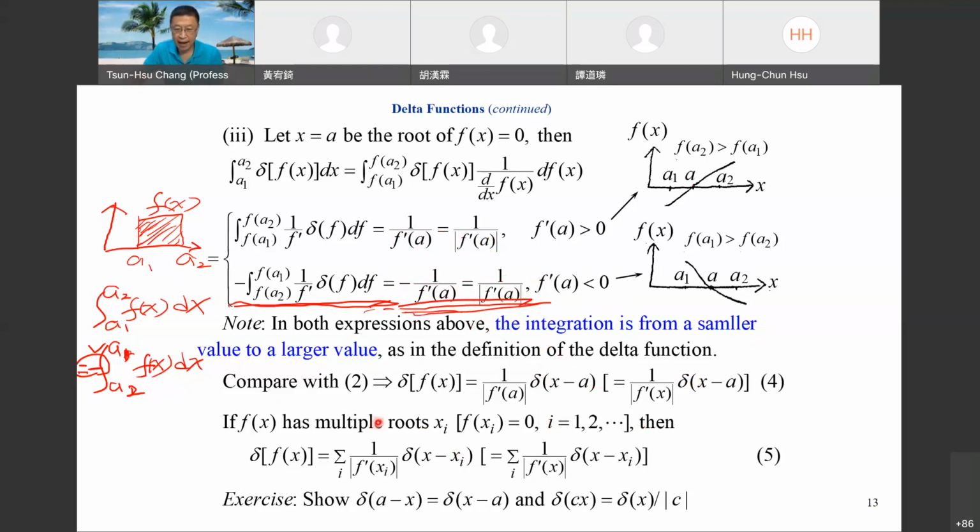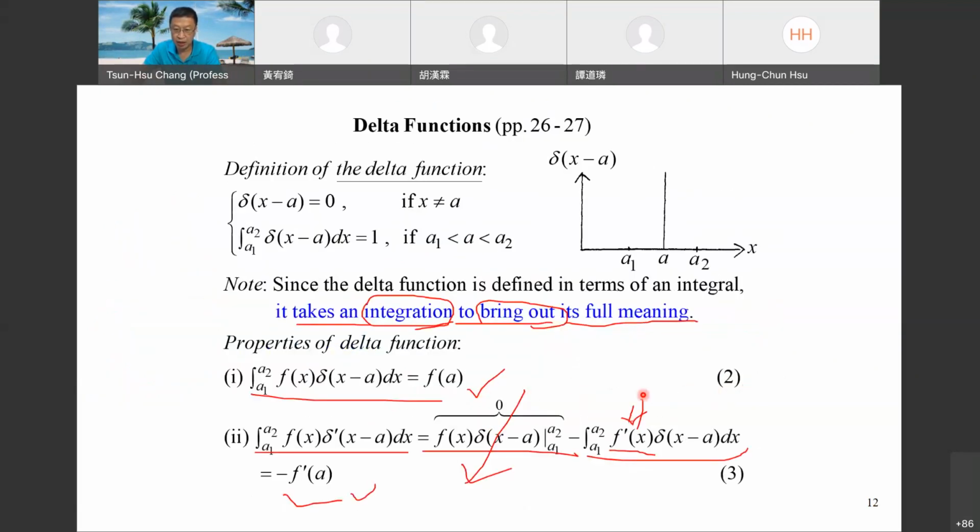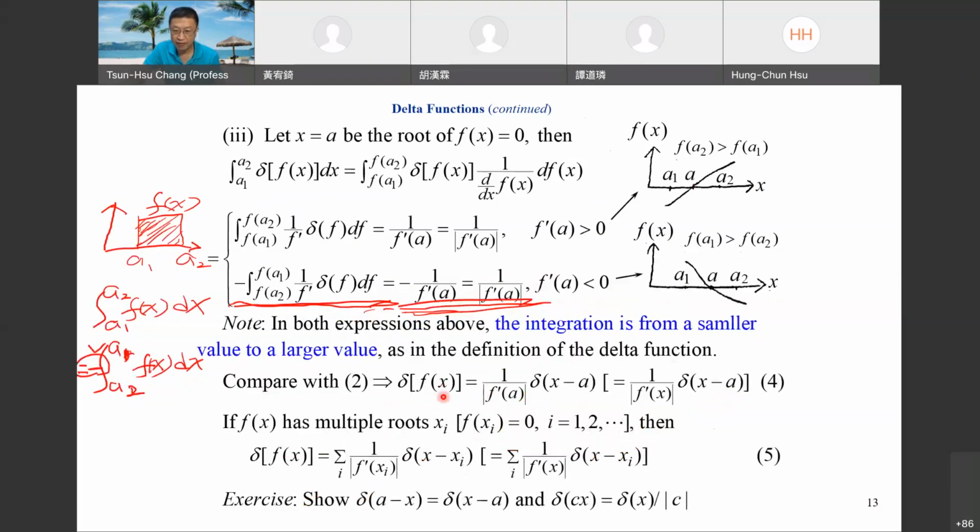Okay, and so compare with 2. What is 2? Go back to 2 here. F of x can be rewritten into this one, delta s. So this is the major difference. If x has multiple roots, more than 1, double roots, triple roots, quadruple roots, okay, we will have another problem, but it's still not that difficult. Okay.